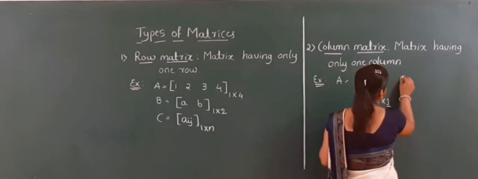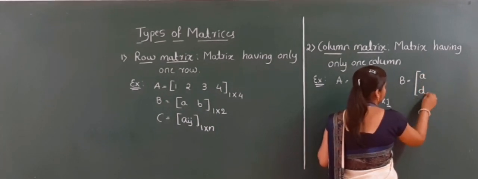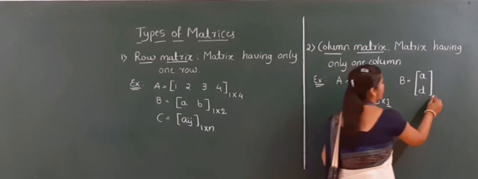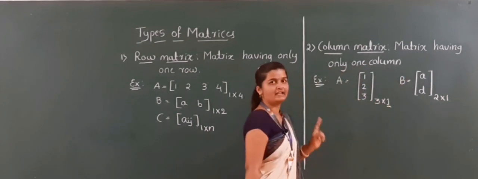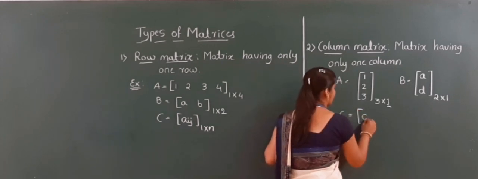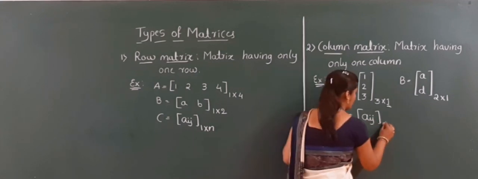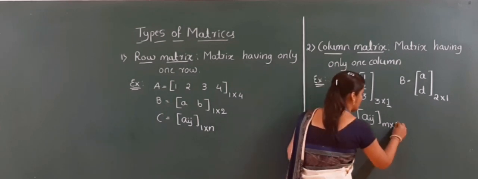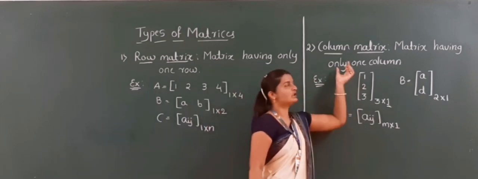Similarly, I can write another matrix B: a, d. Tell me whether this is a column matrix. Yes, again this is a column matrix of order 2 by 1. The number of rows is 2 and the number of columns is 1. So generally I can write the column matrix as a_ij, whose order should be: the number of rows may be anything, m, but the number of columns should be 1. So m by 1 is the order of our column matrix.